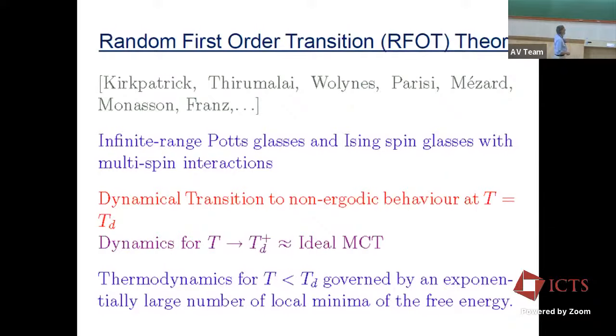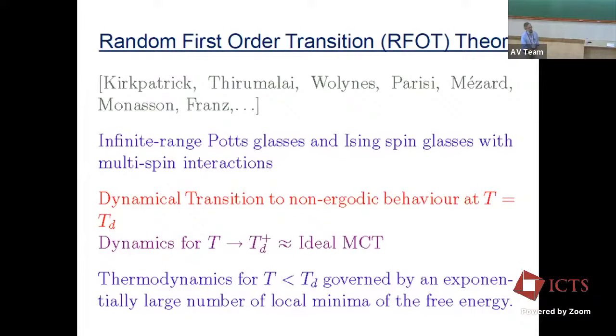There, one finds basically a characteristic temperature, which is called the dynamical transition temperature. And thermodynamics at T less than the dynamical transition temperature is governed by an exponentially large number of local minima. So this kind of non-trivial landscape that we got from the TAP equations, these models also show a similar landscape. One difference is that you have an exponentially large number of local minima, in the sense that in the TAP case, the number of local minima would still diverge in the large n limit, but it will not diverge exponentially.